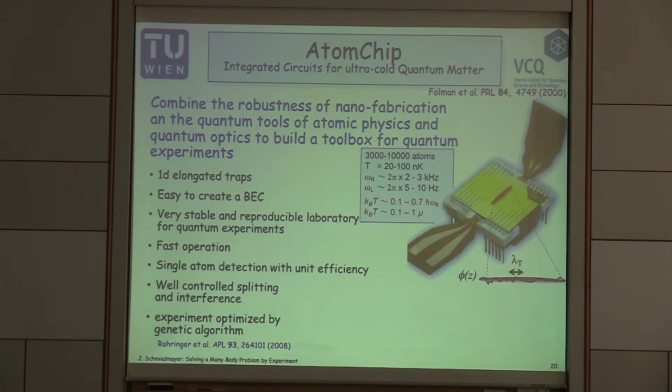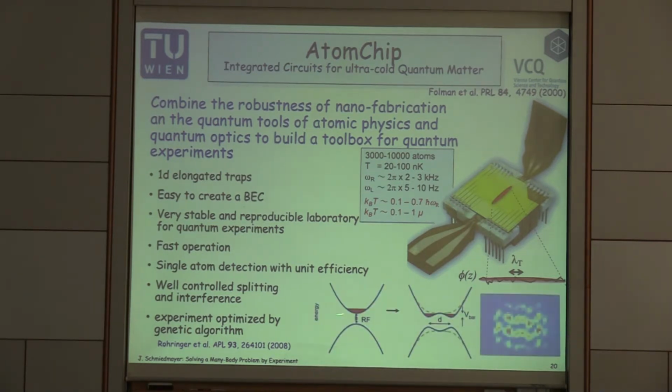And what is very nice on the chip, it's an extremely robust way to create a single one-dimensional system or a double one-dimensional system, and we can very beautifully measure the relative phase field, which is exactly that field which is the quantum field in the Sine-Gordon model. We can measure that directly by measuring interference patterns.